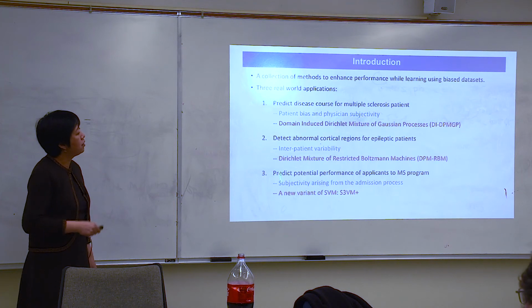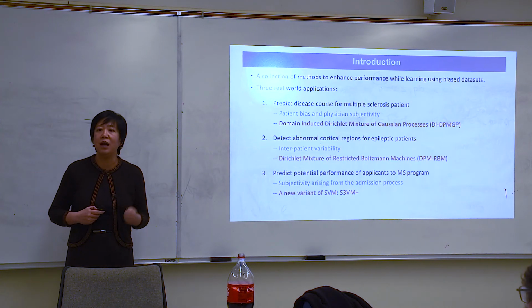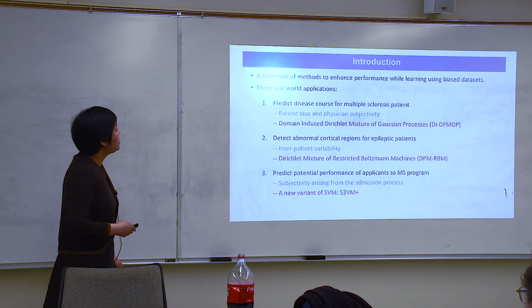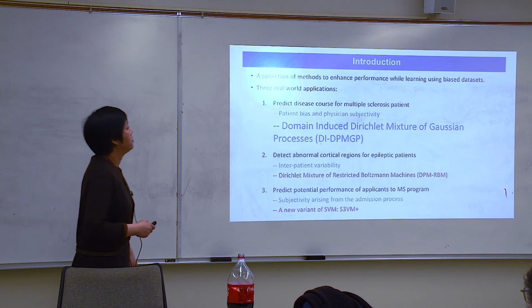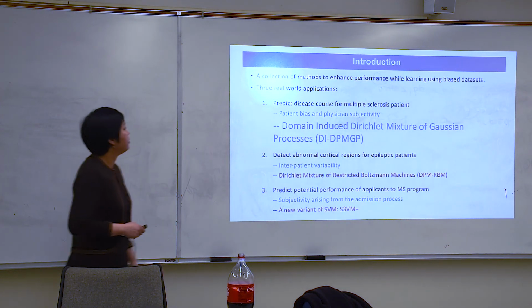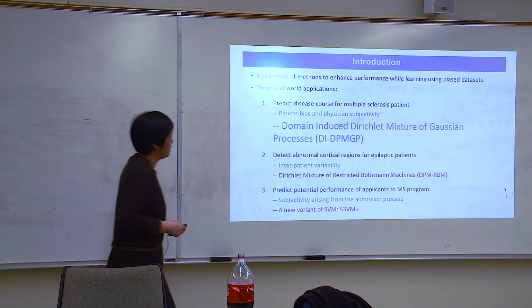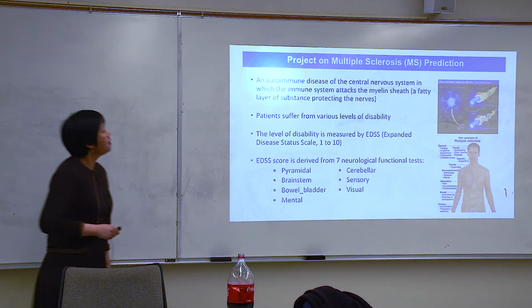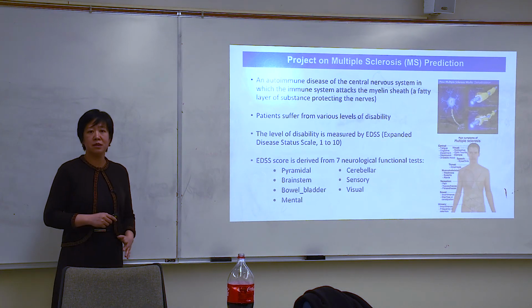We're going to have 3 models built, one for each of these applications. Let's start with the first one, which is predicting the disease course for multiple sclerosis. We built a model called domain-induced Dirichlet mixture of Gaussian processes. Let me first give a brief introduction of what multiple sclerosis is.